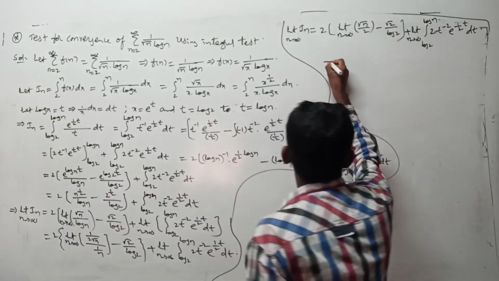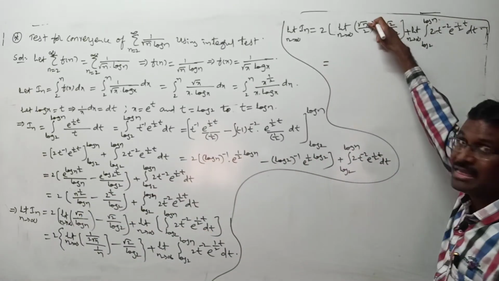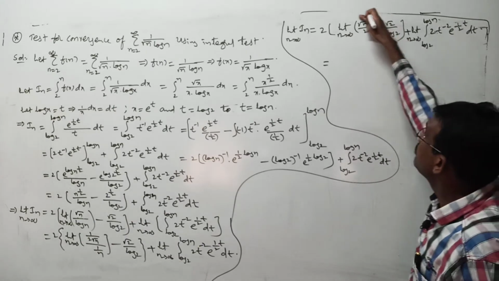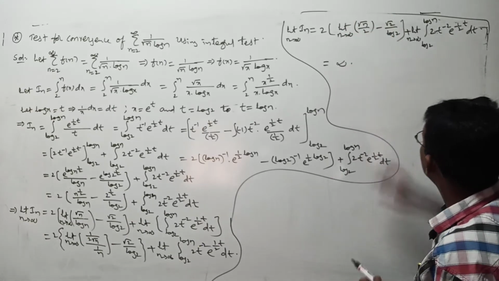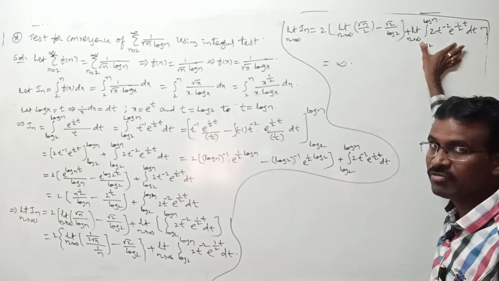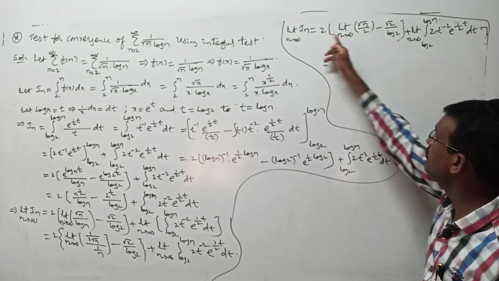Here, once look, as n tends to infinity, root n is also tending to infinity or not? If this portion is infinity, then this total thing is also infinity or not? That's why don't do this integration. It is extra work for you. Keep as it is, we are just simplifying this only.